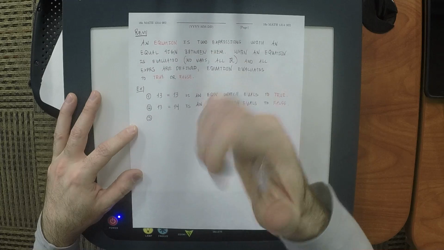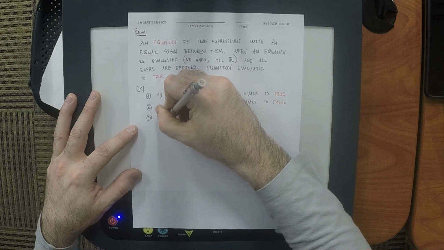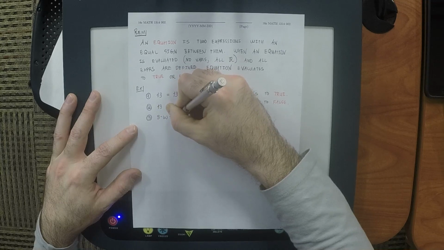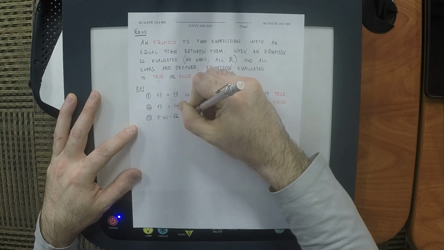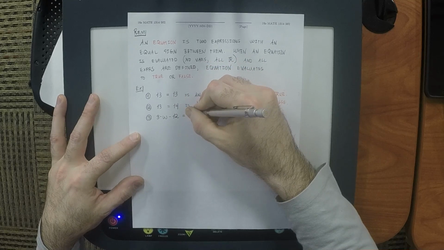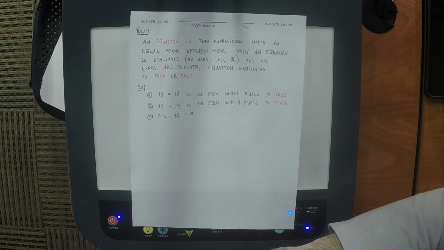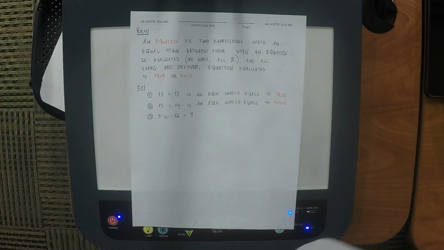So let's consider the equation 3 times w minus 12 equal to 6. No, not 6. How about 9? 9 will do it. So, is this equation true or false?